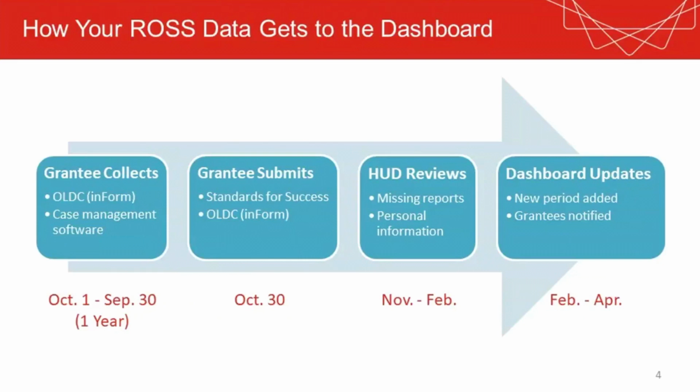Grantees are notified on the ROS mailing list when a new reporting period is available in the dashboard. If you haven't registered for HUD's ROS mailing list yet, be sure to do so because it's used for all sorts of important announcements. We're very happy to share that as of today, the most recent 2020 data is now available in the dashboard. Note that the schedule on this slide reflects the most recent dashboard update that we completed.